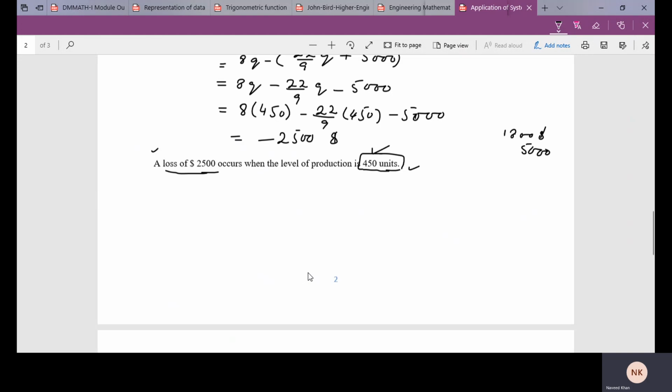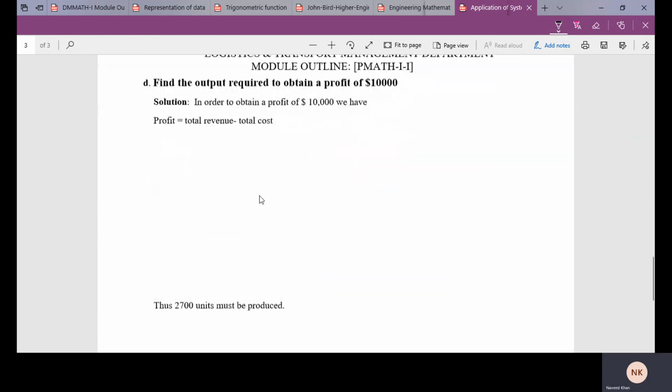Now part D is different. In part D, find the output required to obtain a profit of 10,000. Here the profit is given, we need to find out the output. In part B, output was given and we found the value of the profit. But here profit is given, we need to find the value of Q. So look here, this is the formula.